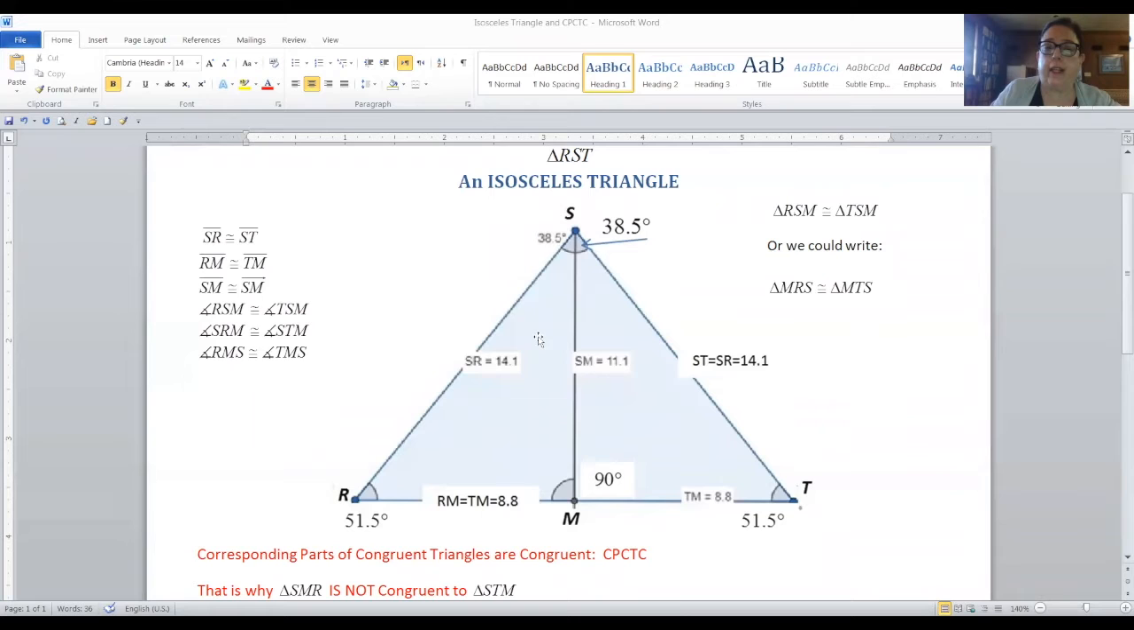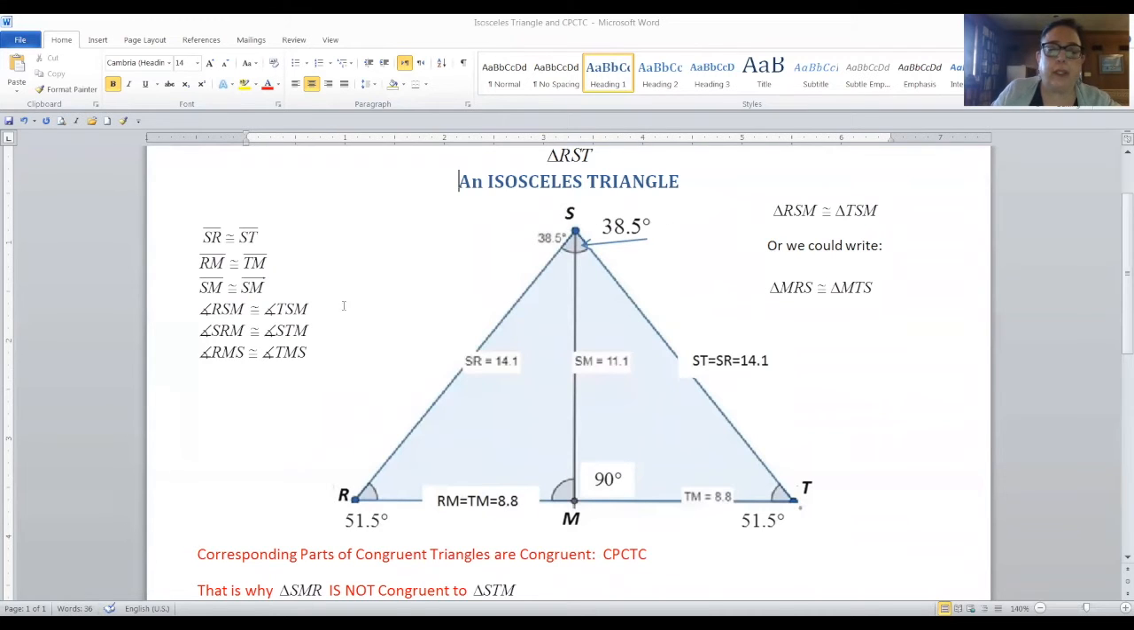So I verified that the two sides, SR and ST, are both 14.1 because GeoGebra measured them. I verified that SM is not just a median, which divides RT into two segments 8.8 in length, but it's also perpendicular because this is 90 degrees over here at angle M. And it's also an angle bisector because both of the angles that S is divided into measured 38.5.